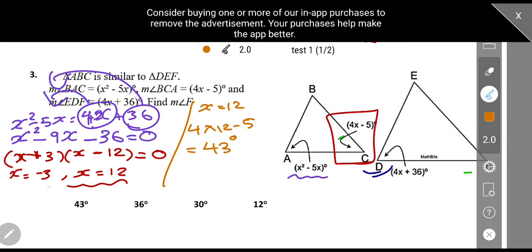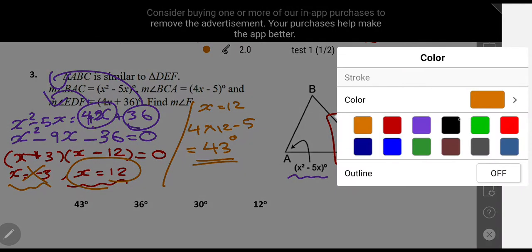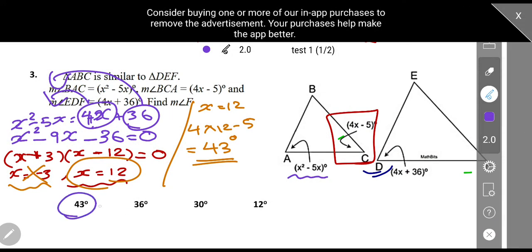Why do I ignore x equals negative 3? Because if I substitute it here, it will give me a negative number, which is not possible to have as a negative angle. So we cross it out because it's negative and we take this answer only. What's the answer that I got? It's 43 degrees.